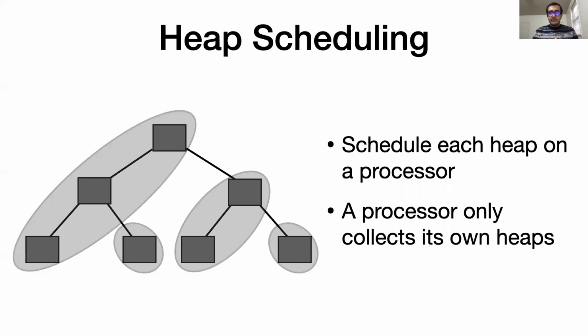So in our runtime, we use a heap scheduler to do it. We schedule each heap on a processor, just like you schedule threads on processors. What our heap scheduler essentially does is it takes the heap tree and partitions it into bubbles. Then it assigns each bubble to a processor. The idea is that each processor does memory management within its own bubble. And these bubble assignments are made in tandem with the thread scheduler.